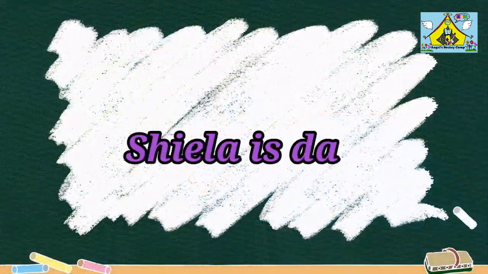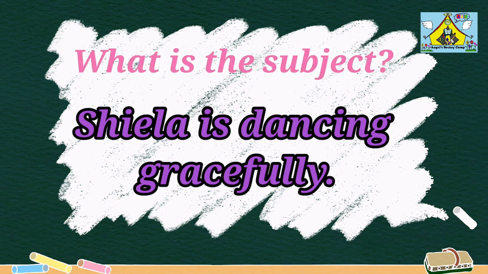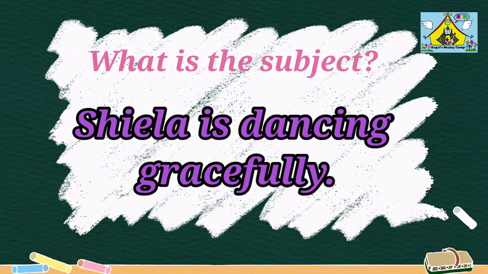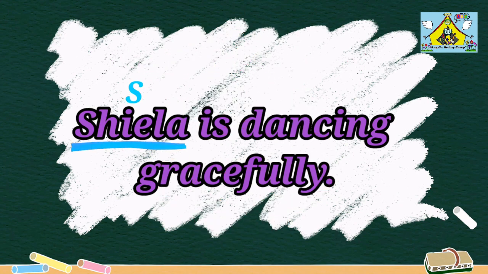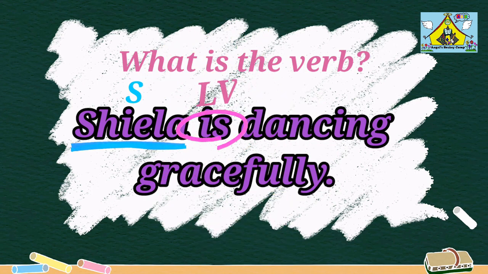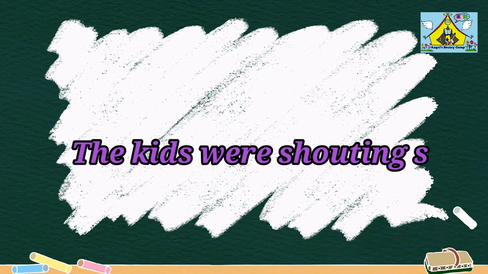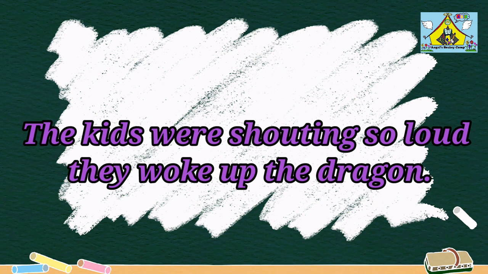First one. Sheila is dancing gracefully. Now, let's identify first the subject. What do you think is the subject in this sentence? Correct. Sheila is the subject and the verb here is. Very good. Next sentence. The kids were shouting so loud they woke up the dragon.